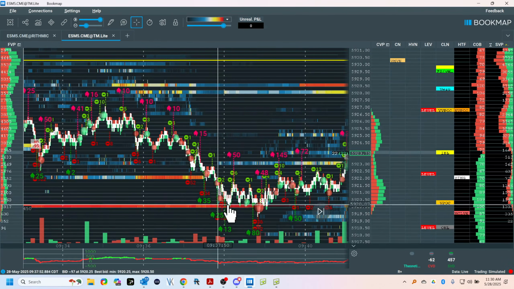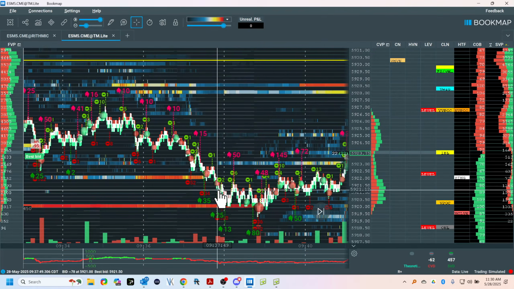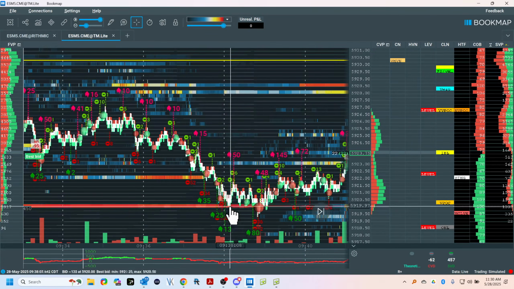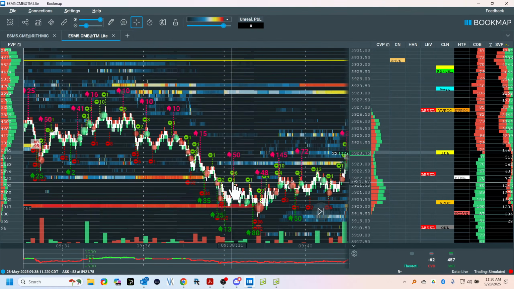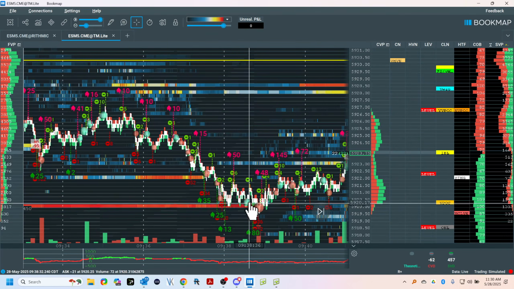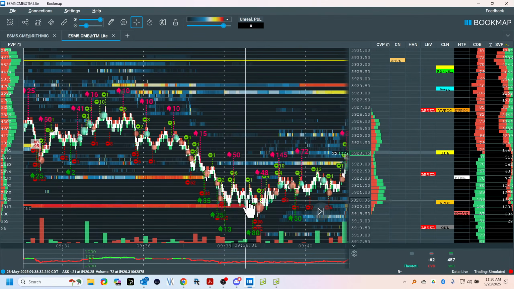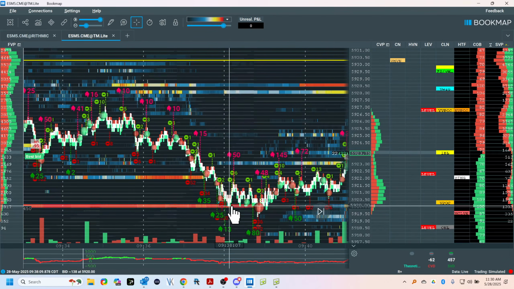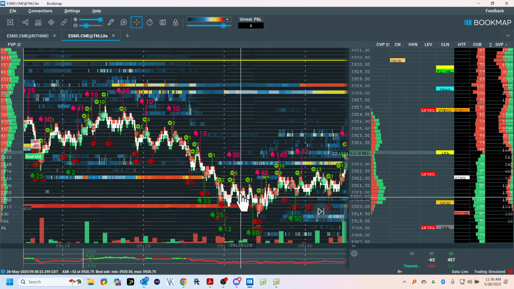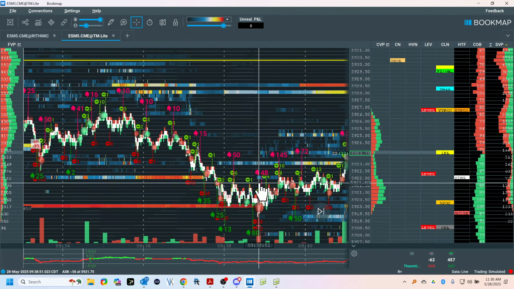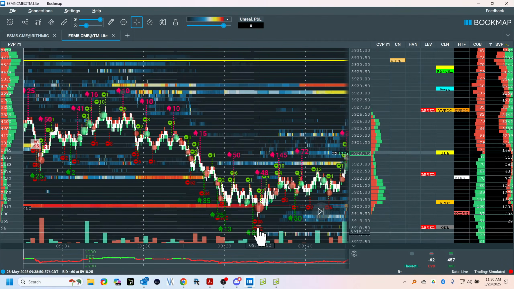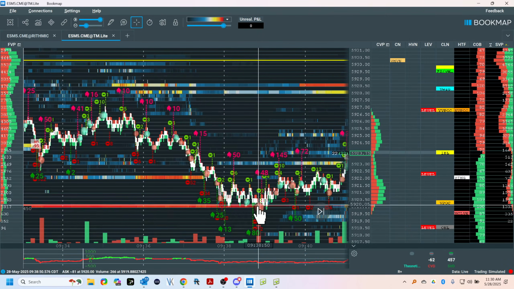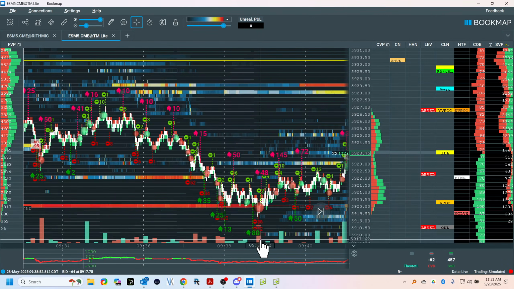I got my buyers here. My sellers are there. Buyers are here. Sellers are here. This is absorption. No clue. Sellers are here. Buyers are here. Buyers are there. Sellers are here. Break below. Icebergs, sell stops, absorption, as far as I know, going to zero.